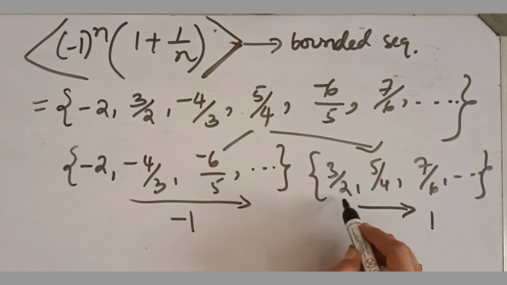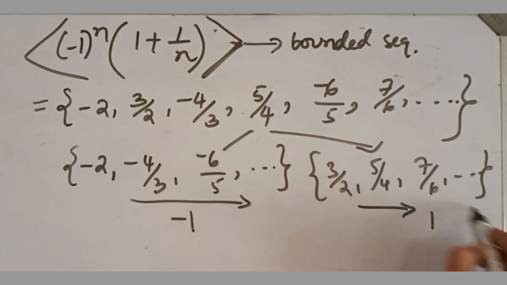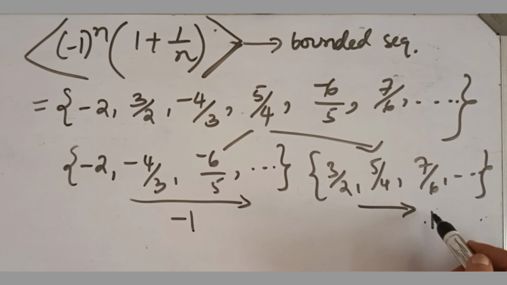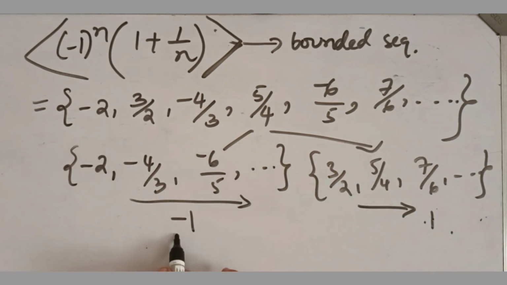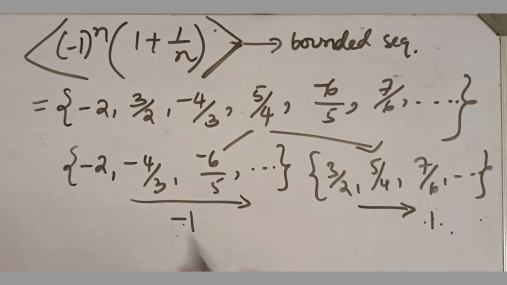This was 1.5, then it decreases to 1.25, then 1.1, so it is going towards 1. So the subsequential limits are -1 and 1. The maximum of the subsequential limits is 1, the minimum is -1. Therefore limit supremum is 1 and limit infimum is -1.